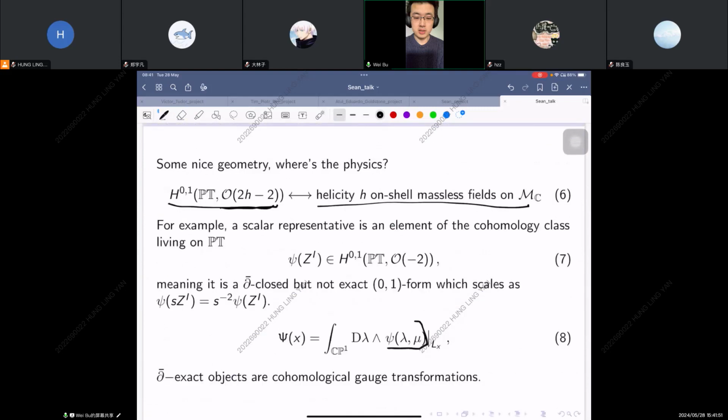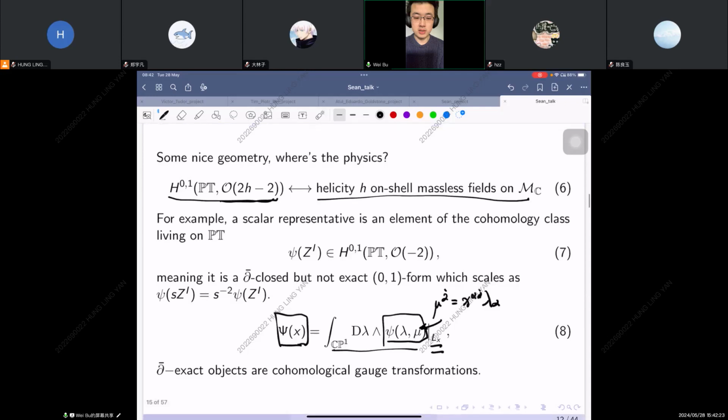So you take this section of H01 on twistor space. You pull it back. This just means pull it back with the incidence relation. So you rewrite mu alpha dot as x alpha alpha dot lambda alpha, sub it in, and then integrate over all the choices of lambda. You get something that purely depends on x. And you can show this big psi actually satisfies the massless Klein-Gordon equation.